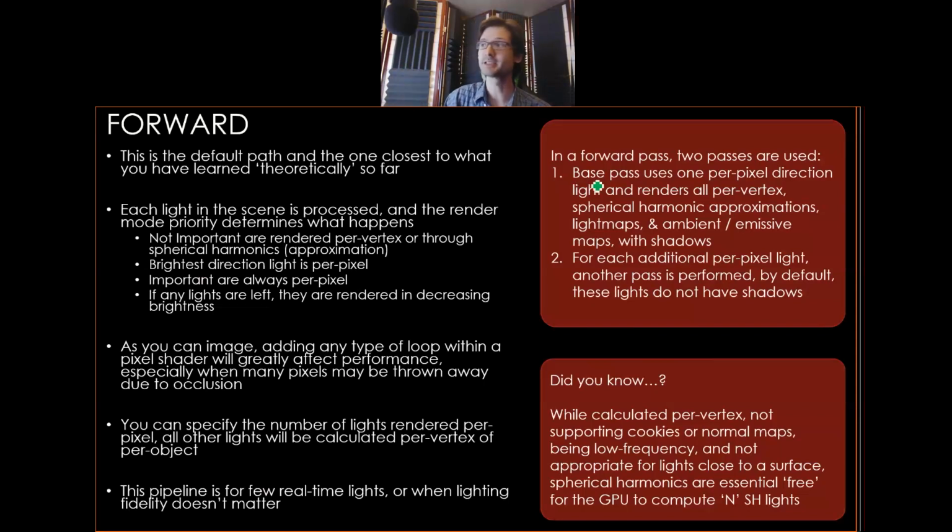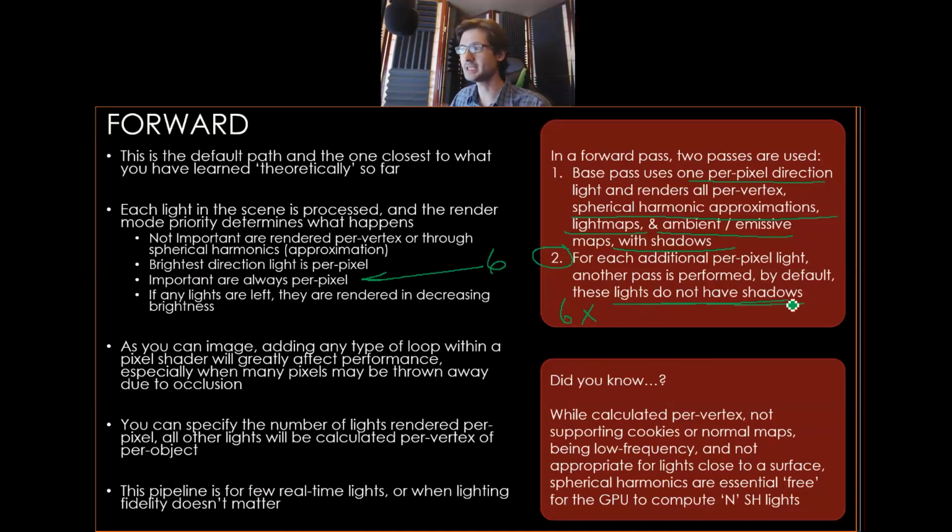The base pass does your per pixel calculations for the directional light, and then it does all the spherical harmonic stuff, any light mapping, that's the light baking we were talking about, any of the ambient or emissive maps, so that's where textures have emissivity, and then any shadows. The additional passes can be as many passes as you have per pixel lights, right? So if you had 6 per pixel lights enabled, not counting the directional one, this would be another 6 render passes, okay? And the per pixel lighting in that case would be calculated for each one.